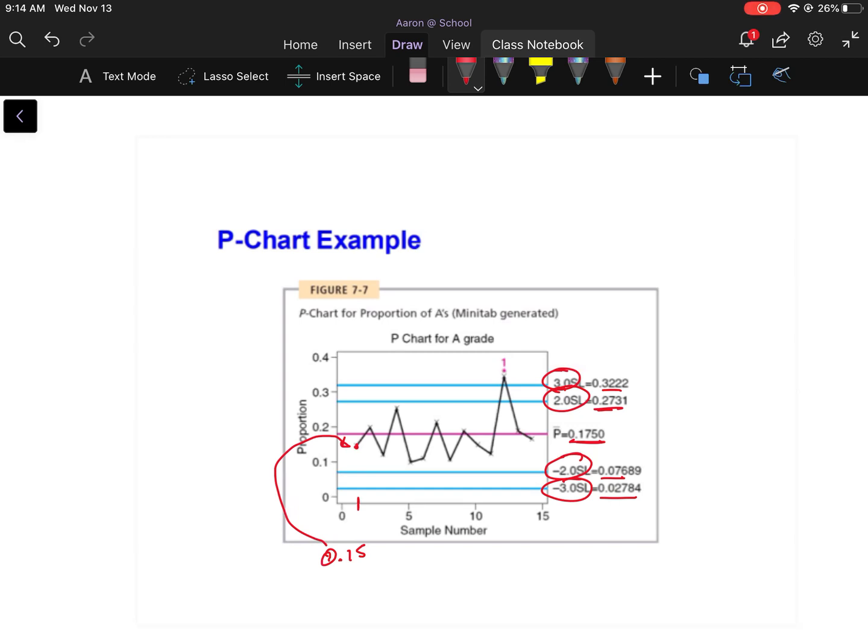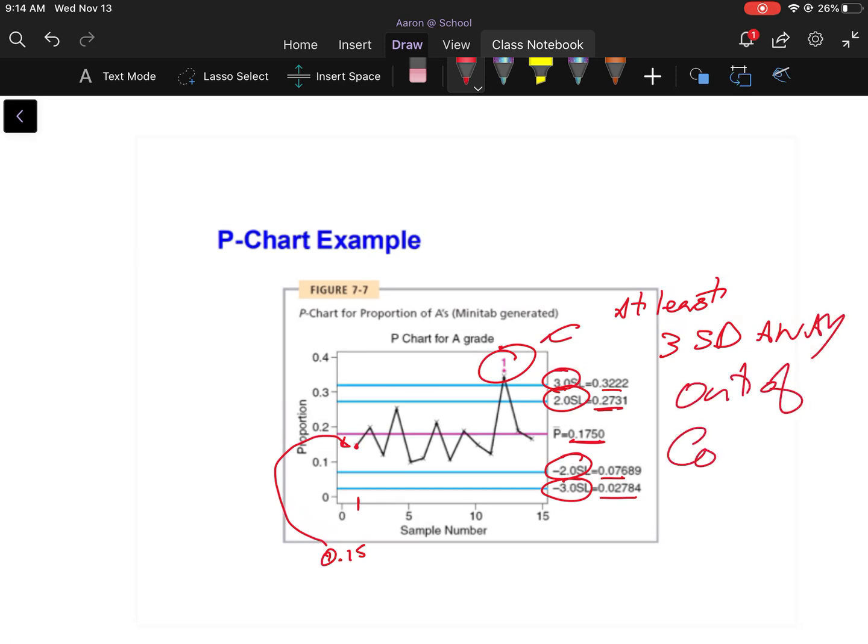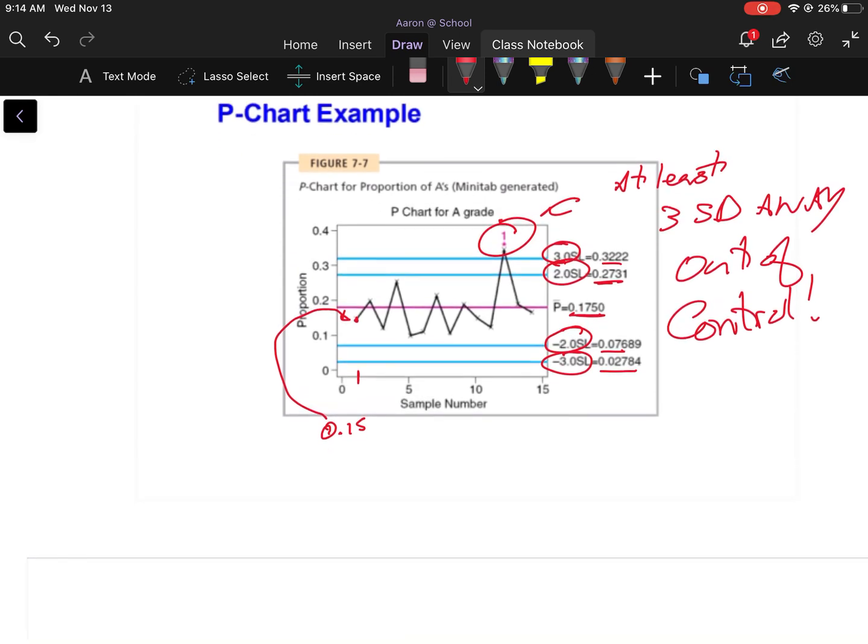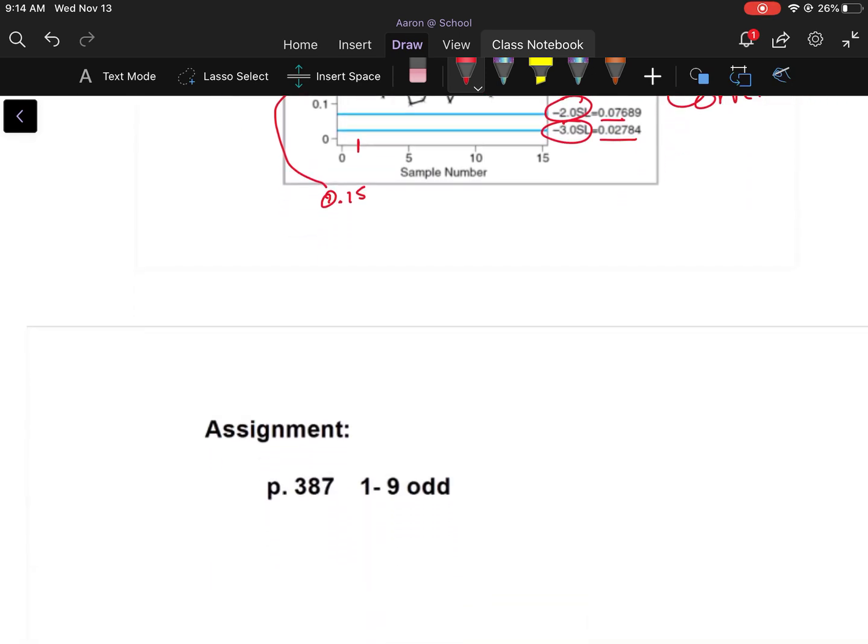Now this particular chart is out of control, because right there is a number that is at least 3 standard deviations away. So it's out of control. All right, so that's the idea. Again, there are some homework problems for you. They're all odds, so you should be able to check your answers in the back of the book.